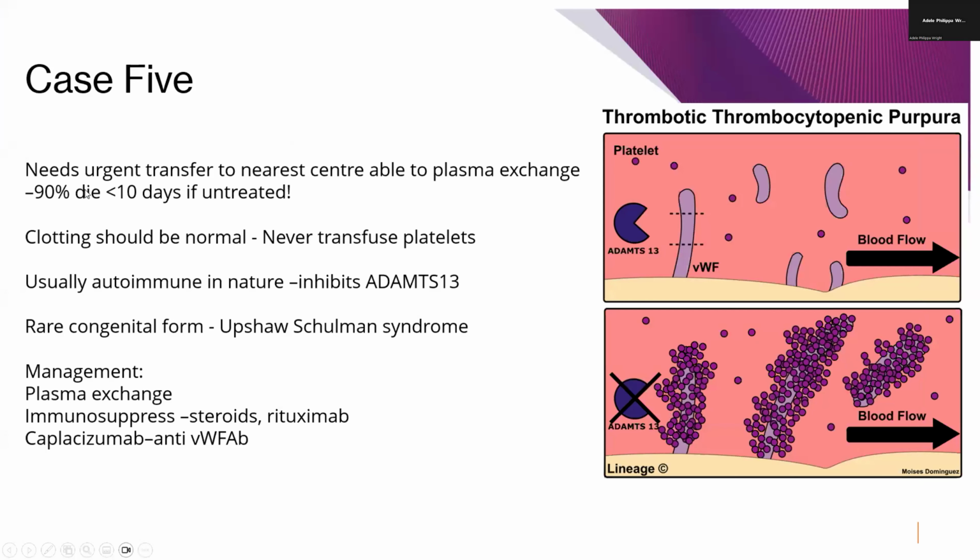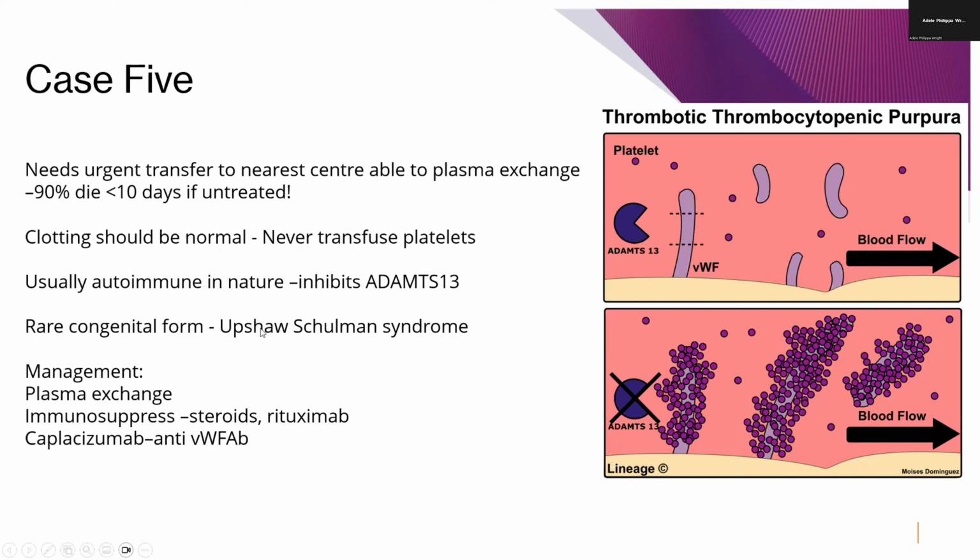Very quickly, 90% die if they don't get treated, so that's very bad. Clotting should be normal. Never transfuse platelets if you think it's TTP. It's normally autoimmune in nature, so it's an antibody against ADAMTS13. ADAMTS13 normally goes along and chomps up von Willebrand factor, which floats along in the bloodstream. Without ADAMTS13, you get these giant von Willebrands floating through the bloodstream, collecting all the platelets and just wreaking havoc.